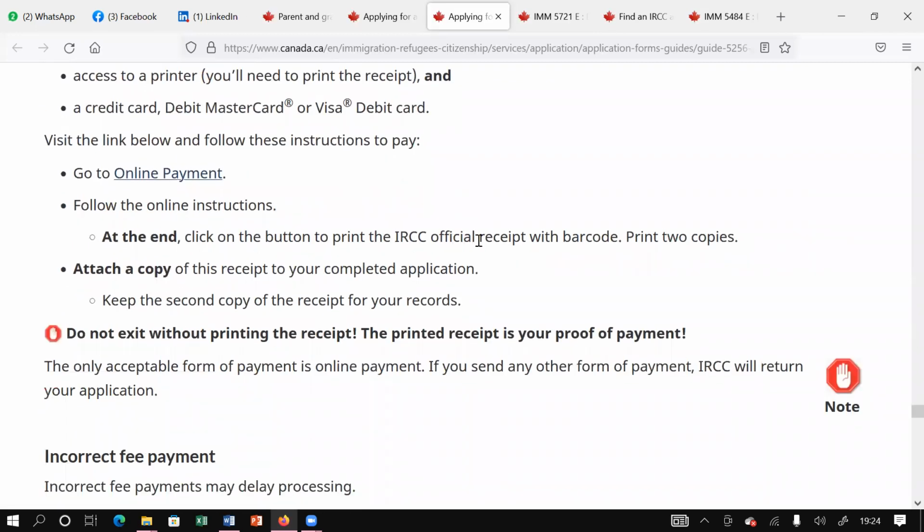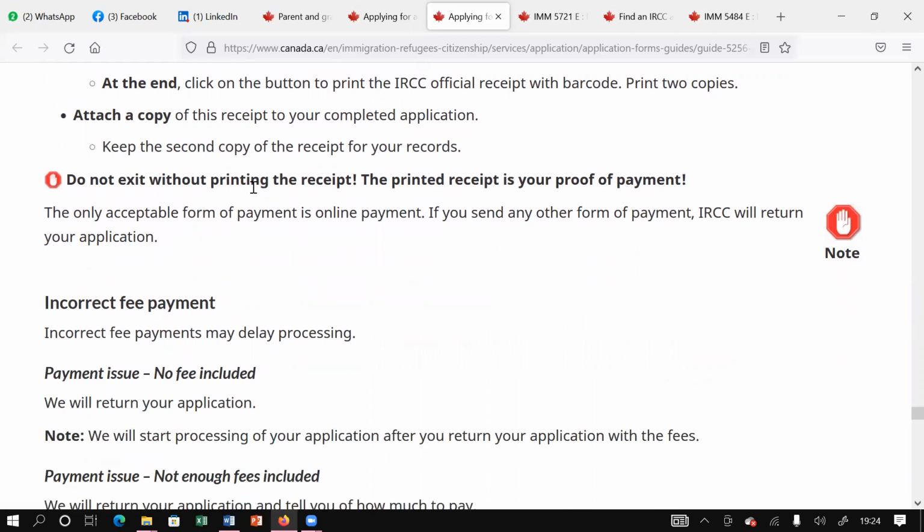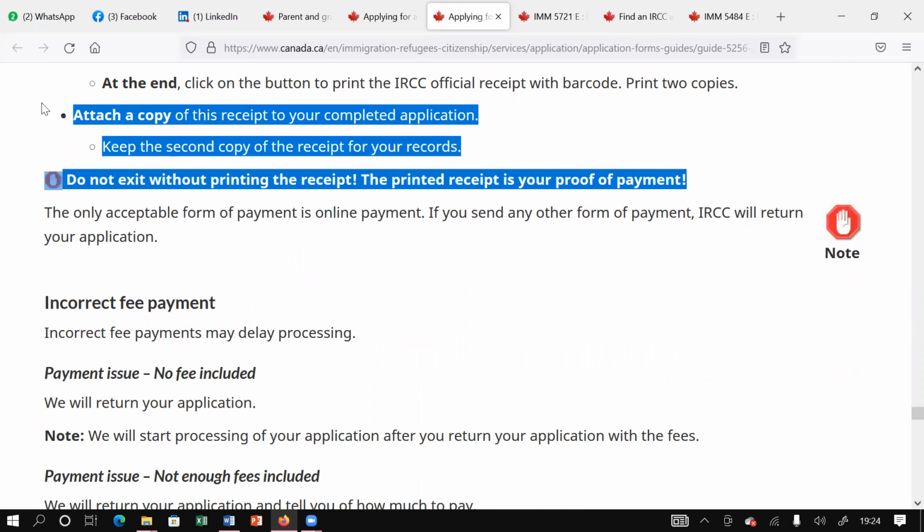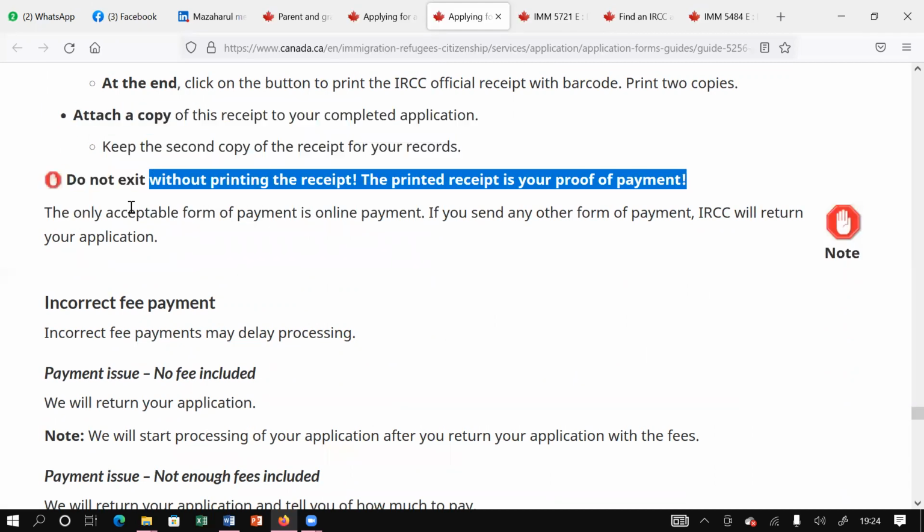At the end, click on the button, receipt with the barcode. Print 2 copies, and attach a copy of the receipt to your completed application. Keep the second copy of the receipt for your records. Do not exit without printing the receipt. The printed receipt is your proof of payment. So if you have paid but haven't printed it, then your money is lost.